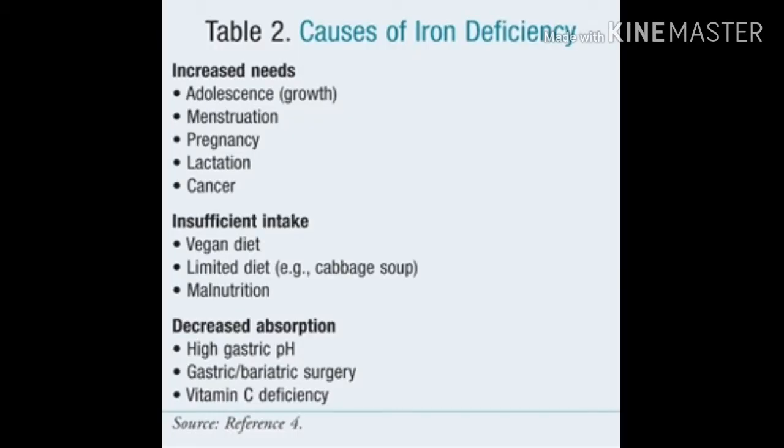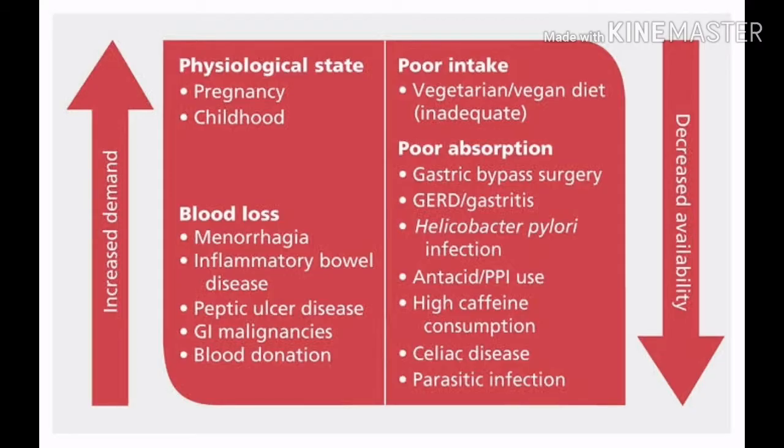The causes of iron deficiency anemia include, but are not limited to, chronic bleeding, increased demand in the case, for example, of pregnancy, decreased absorption, decreased diet intake, and increased loss in the case of many things, pregnancy, blood loss. So a variety of things can lead to iron deficiency anemia.